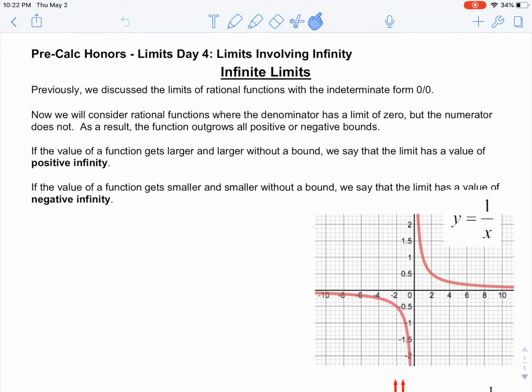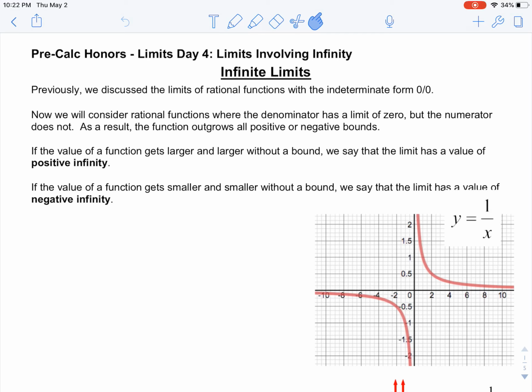Precalc honors limits day 4, limits involving infinity. Previously, we discussed the limits of rational functions with the indeterminate form 0 over 0. Now we will consider rational functions where the denominator has a limit of 0, but the numerator does not. As a result, the function outgrows all positive or negative bounds.